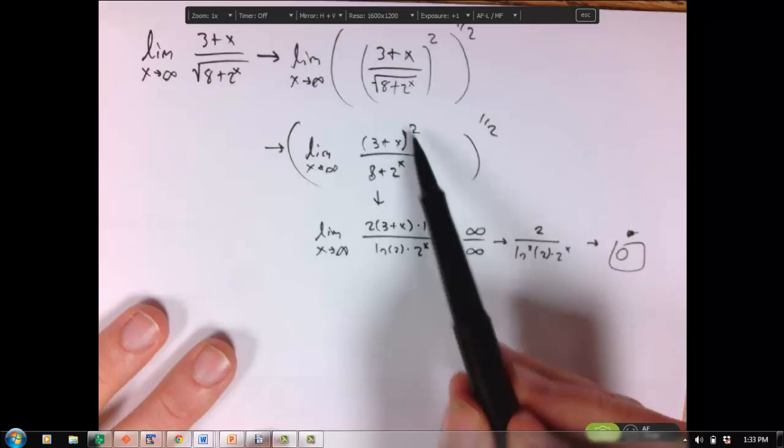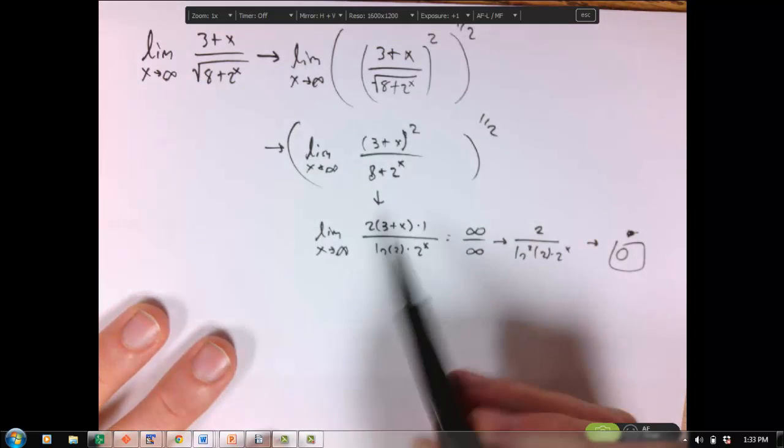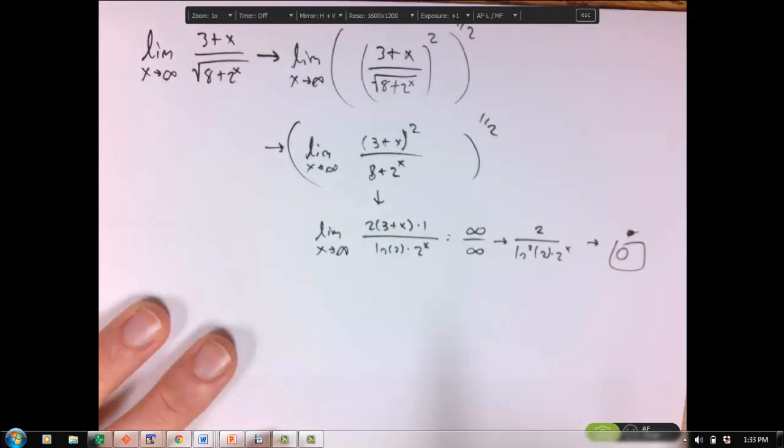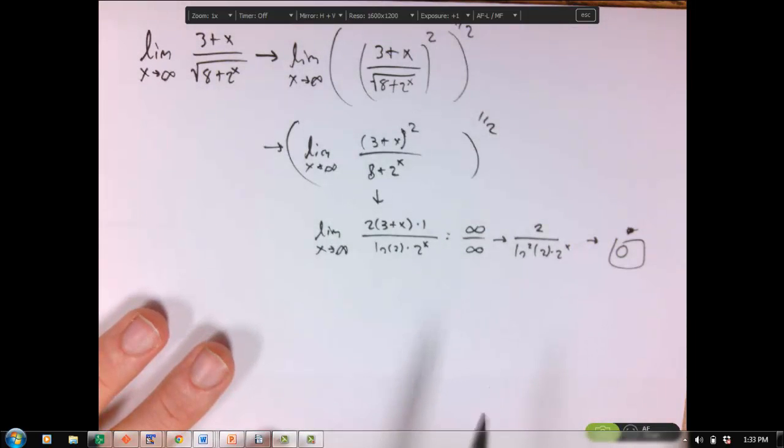So there you go. I've shown that the limit on the inside here is 0. And of course, the square root of 0 is 0. And that has shown us the result of the original limit statement.